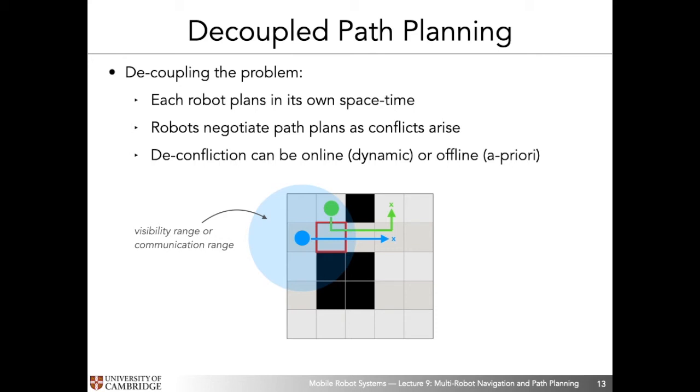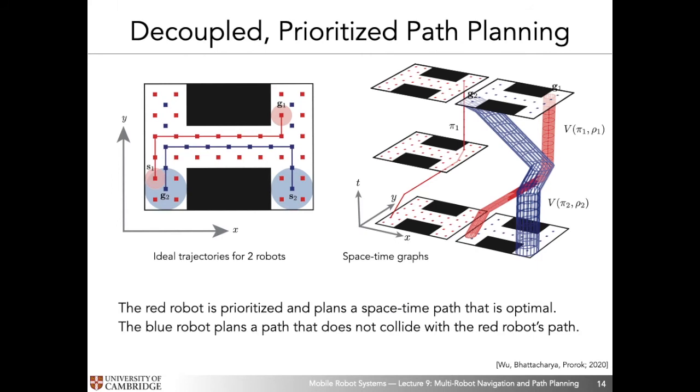And that's what they then do, and they prioritize, and after they have done negotiating, one robot will go first and the other robot will then follow. So this is simply the mechanism by which decoupled path planning would work in an online deconfliction planning method or planning solution. I can also represent this with space-time graphs in a slightly more sophisticated example.